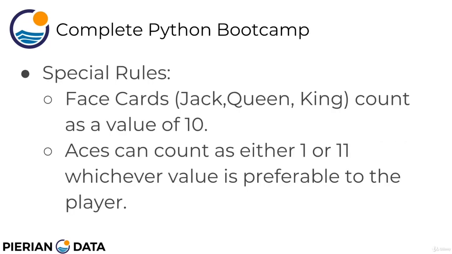So let's talk about a few special rules that you're going to have to implement. One is that face cards, such as the Jack, Queen, and King, are going to count as a value of 10. So we're going to be walking you through how to actually create a representation of a deck of cards, and those face cards are going to have a sum value of 10. And then here's the tricky one: aces can count as either a 1 or 11, whichever value is preferable to the player. So if you have an ace in your hand, you can treat it as either a 1 or an 11.